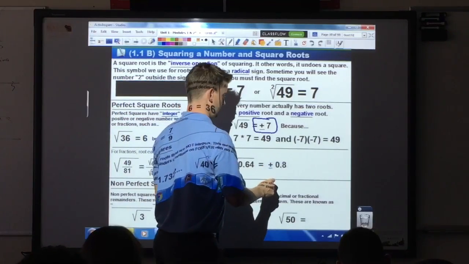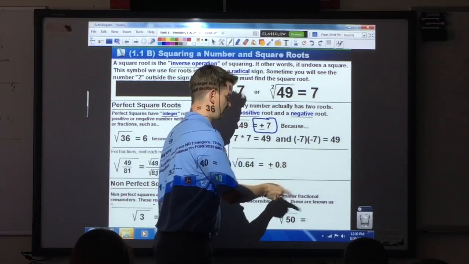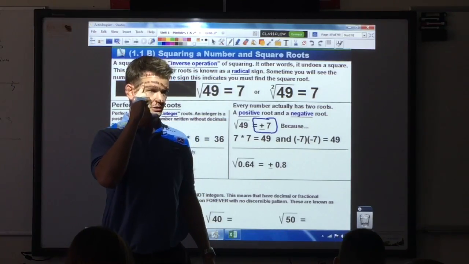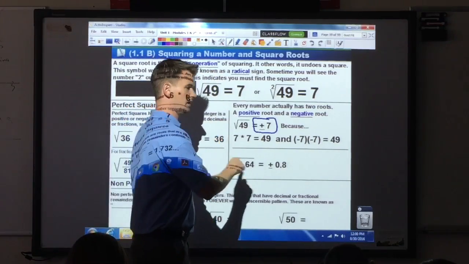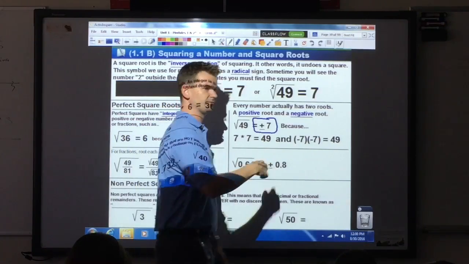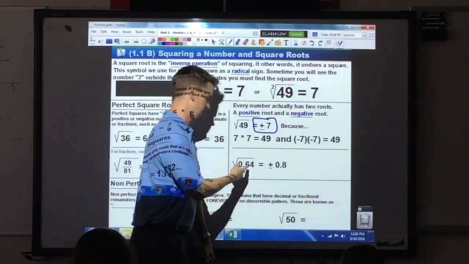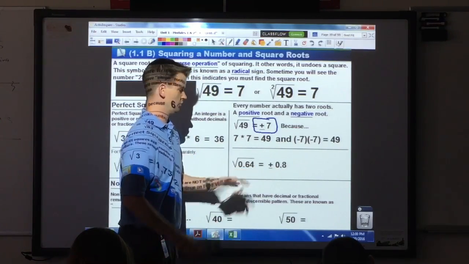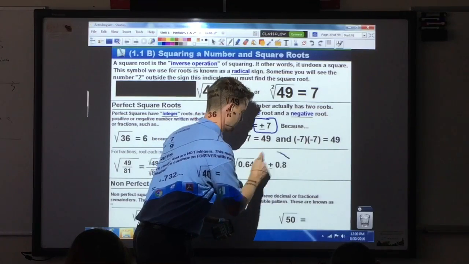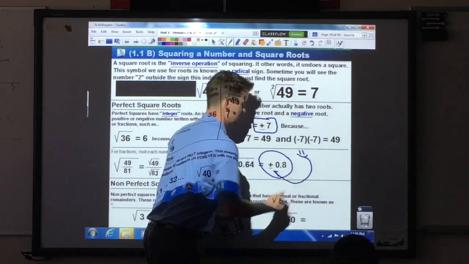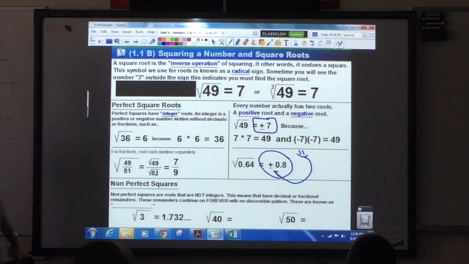0.8. You get 0.8, but it's not just positive 0.8, it's also negative. Now your calculator won't tell you that. It's up to you to remember that every single number has a positive and negative root. How do I know that? Because if I multiply positive 0.8 times positive 0.8, I get 0.64. If I multiply 2 negatives, I also get 0.64. So make sure you include this little symbol right there. And that will give you a smiley face. You have to include that.